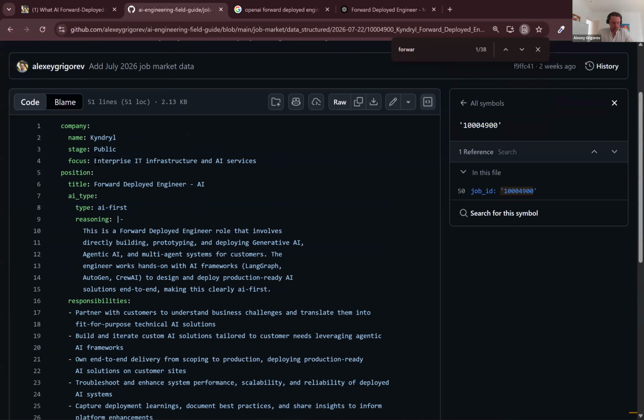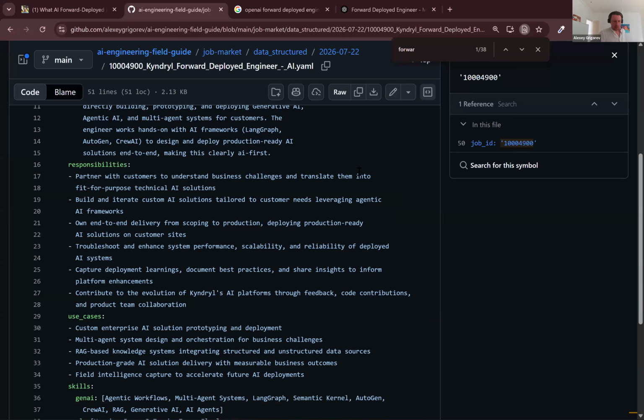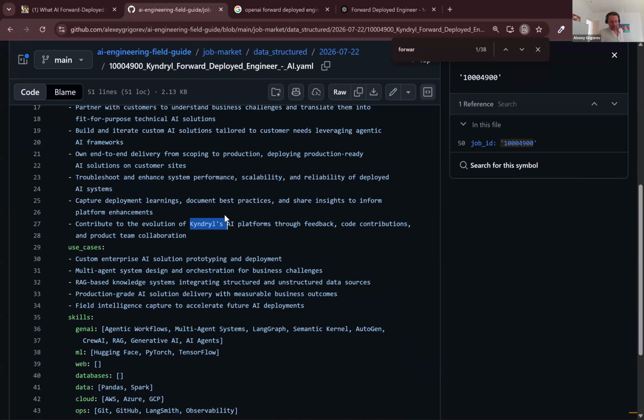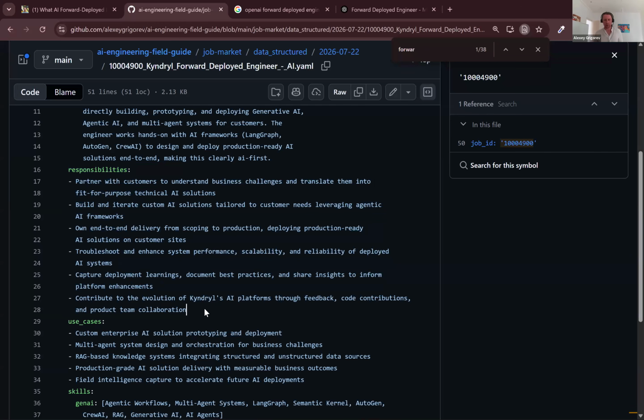So this is the title, forward deployed engineer AI. The responsibilities: partner with customers to understand business challenges and translate them into fit-for-purpose technical AI solutions. Second, build and iterate custom AI solutions tailored to customer needs, leveraging agentic AI frameworks. Own end-to-end delivery from scope into production, deploying production-ready AI solutions on customer sites. Troubleshoot and enhance system performance, scalability, and reliability of deployed AI systems. Capture, deploy, and learning: contribute to the evolution of Kyndryl's AI platform. Again, no idea what this is, but with these responsibilities, you can describe 95% of all FDEs.